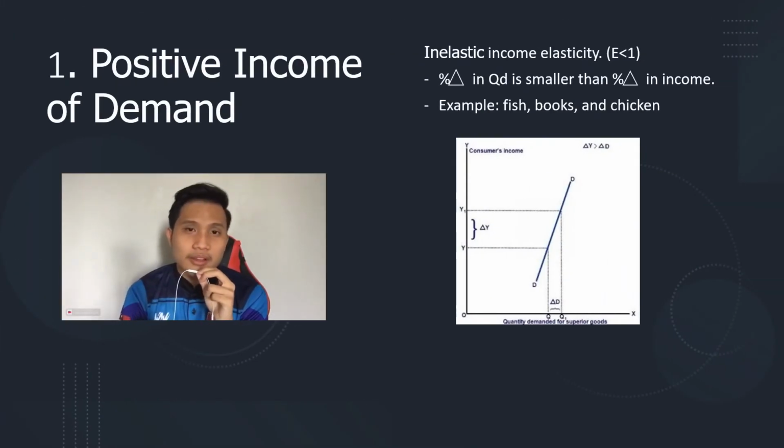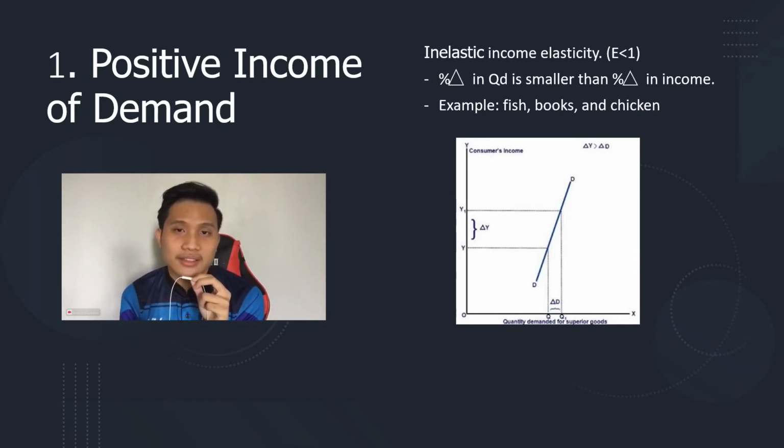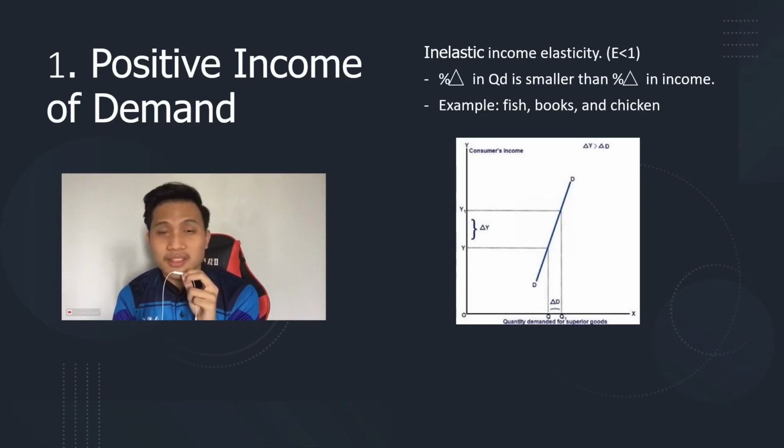Secondly, a value of elasticity smaller than 1 is called inelastic income elasticity. The percentage change in quantity demanded is smaller than the percentage change in income. For example, fish, books, and chicken.